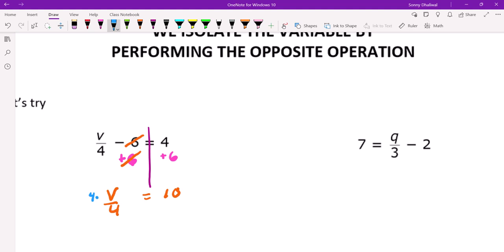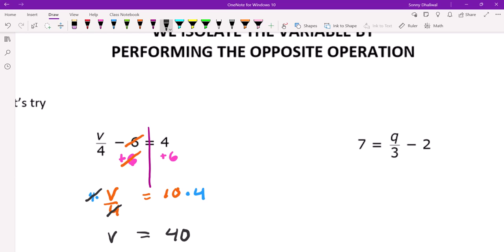Times 4 here and a times 4 over here. Okay? So the reason why it's on the top is the fraction rules. A number on the top cancels a number on the bottom. So you put it on the top, these cancel out because 4 divided by 4 is 1. So you're left with a V. What do we have on the other side? 40. 10 times 4 is 40.